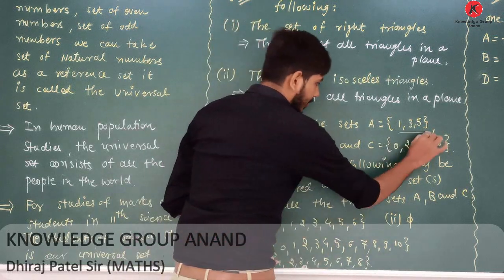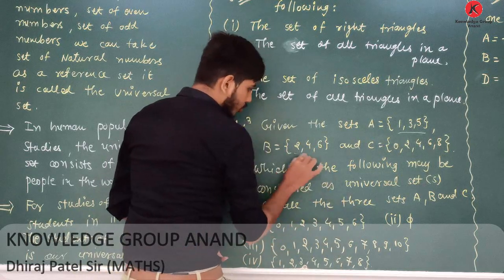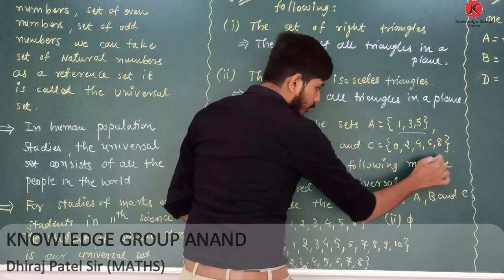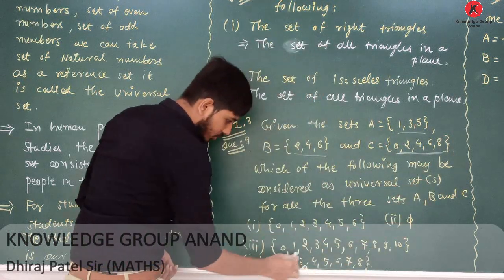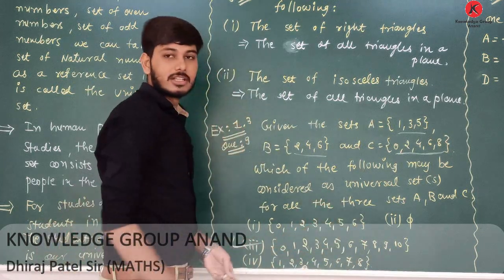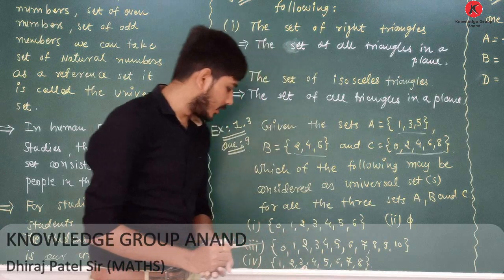Okay. Next, the third one: 0, 1, 2, 3, 4, 5, 6, 7, 8, 9, and 10. See here, all the elements of set A, 1, 3, 5, are there. 2, 4, and 6 are also there. The 5 elements 0, 2, 4, 6, and 8 are there. Therefore, we can consider the third option as a universal set or reference set.